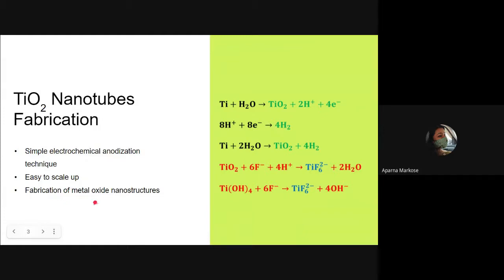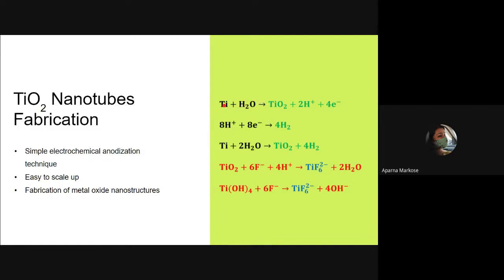And fabrication of metal oxide nanostructures by this easy method is very important because you have already seen in our research class that MOCVD and all other metal oxide vapor depositions are very costly. So this is the simplest electrochemical anodization technique which you will ever learn.